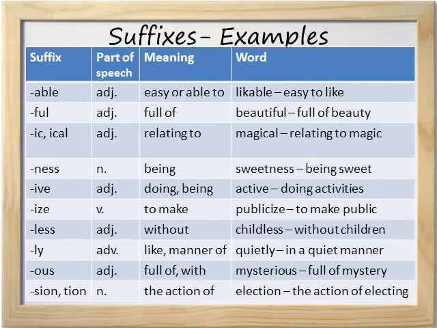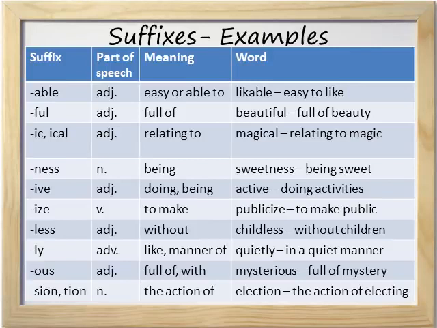Here are more examples of suffixes. The suffix able forms the part of speech adjective. It has the meaning easy or able to. An example is the word likable, which means easy to like. The suffix ful forms an adjective. It means full of. An example is the word beautiful, which means full of beauty.